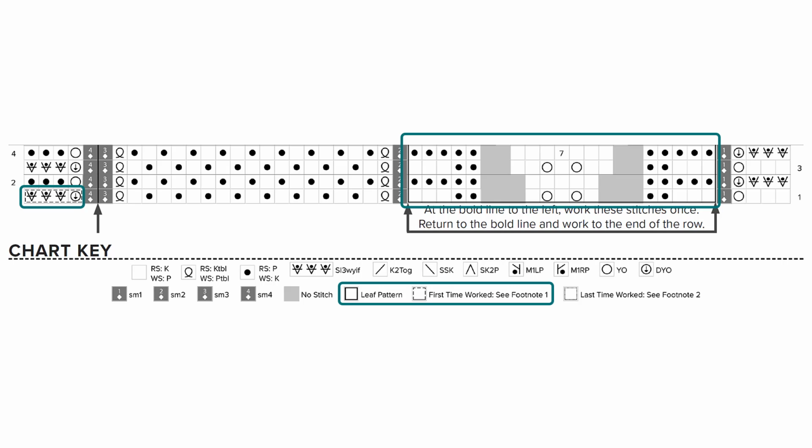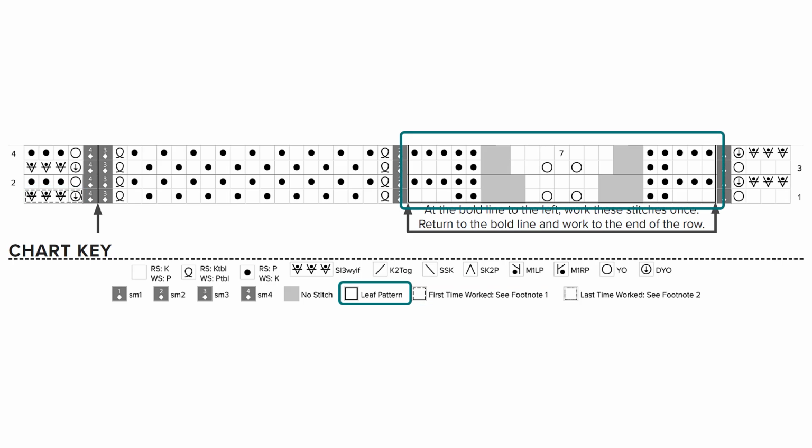In this chart, there are a few different borders to pay attention to. The first one is the dotted border on row 1. And there is a footnote with some special instructions for the first time this is worked. You can see a visual representation of that piece of the pattern in a different video. There is also a dark border around the leaf pattern section.